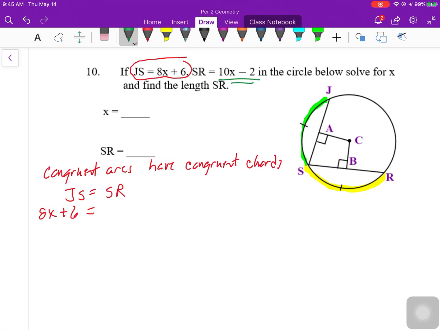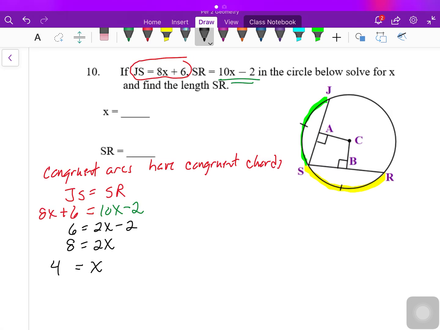Now JS was given to be 8x plus 6, and SR was given to be 10x minus 2, and that's what we'll go ahead and solve. I'll subtract the 8x on both sides. I have 6 equals 2x minus 2. We'll add 2. We get 2x equals 8. So x comes out to be 4. We now have the x.